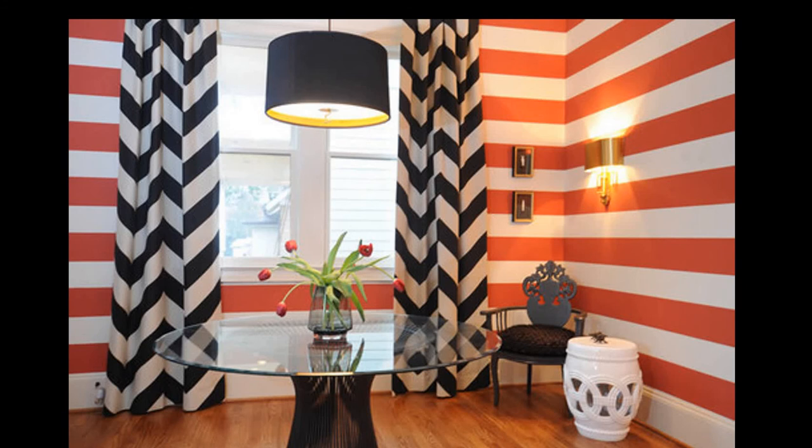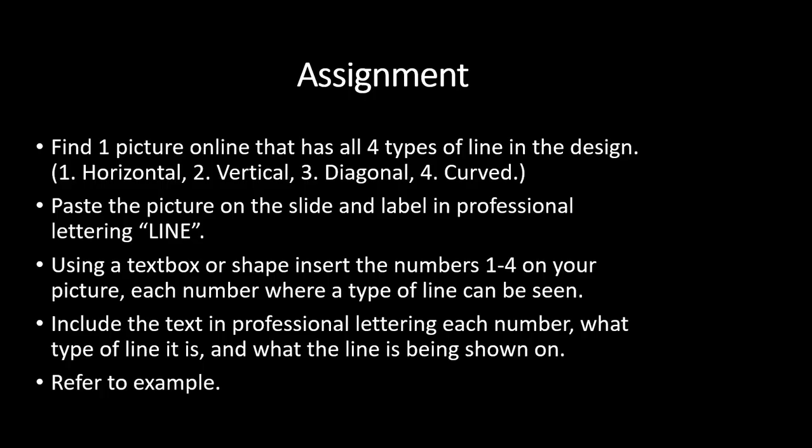Here we have another one where both types of line are very, very bold in the way that they are used as far as their colors and their size. You have very, very large horizontal stripes all around the room in a very bold orange color. And then you have the vertical lines that are being used in this chevron, this god-awful chevron print of these curtains. And it's a very bold black and white, which makes it a very bold design, which makes it exhausting to look at.